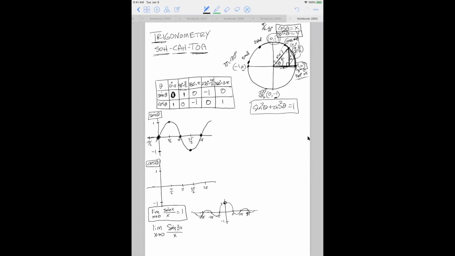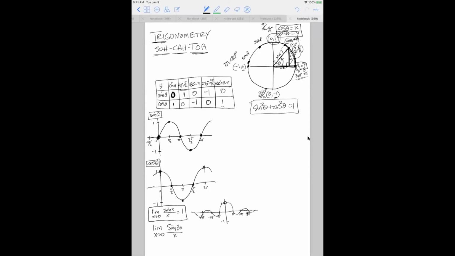Now let's look at the cosine. At 0 degrees, 0 radians, we are at 1, off the midline. At pi over 2, we're at 0. At pi, we're at negative 1. At 3 pi over 2, we're at 0. And at 2 pi, we're back up to 1. All right, so we've got the curve going here, and it looks like that. From 0 to 2 pi is one full cycle.